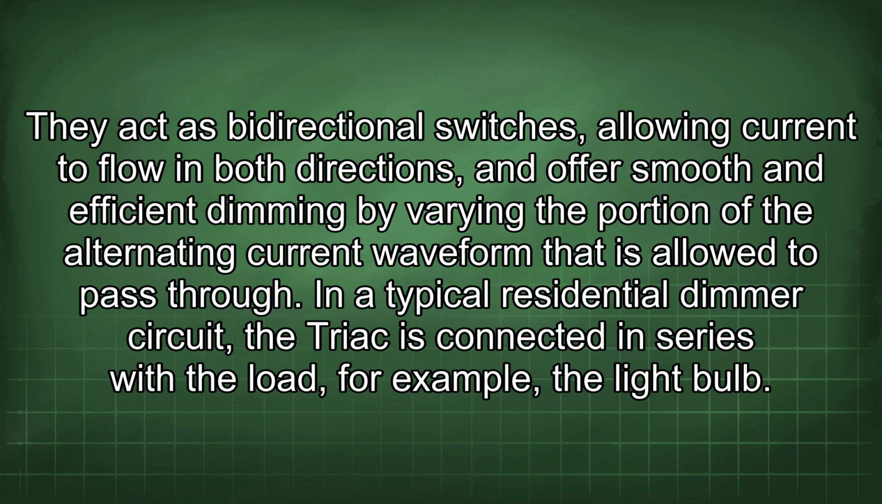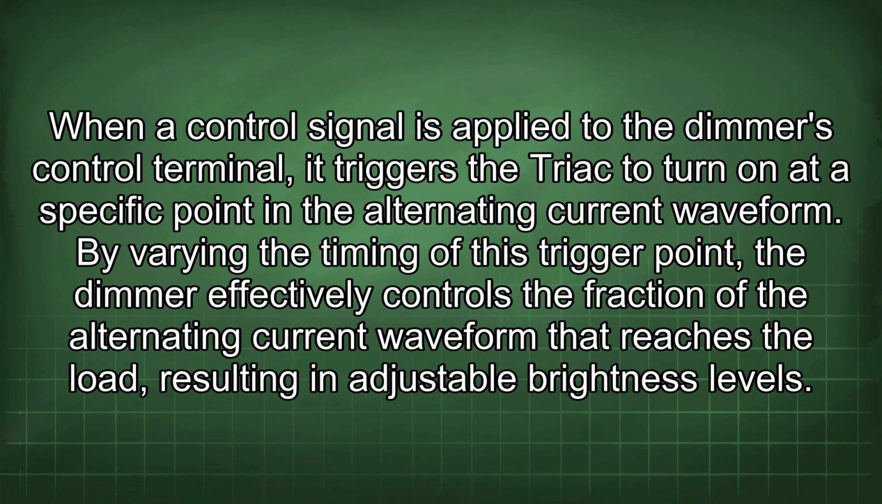In a typical residential dimmer circuit, the triac is connected in series with the load, for example, the light bulb. When a control signal is applied to the dimmer's control terminal, it triggers the triac to turn on at a specific point in the alternating current waveform. By varying the timing of this trigger point, the dimmer effectively controls the fraction of the alternating current waveform that reaches the load, resulting in adjustable brightness levels.